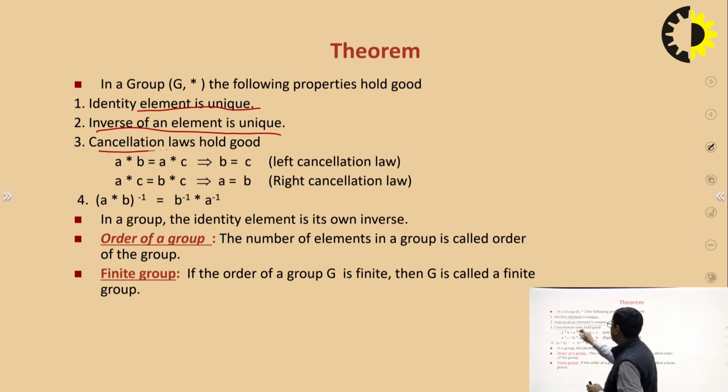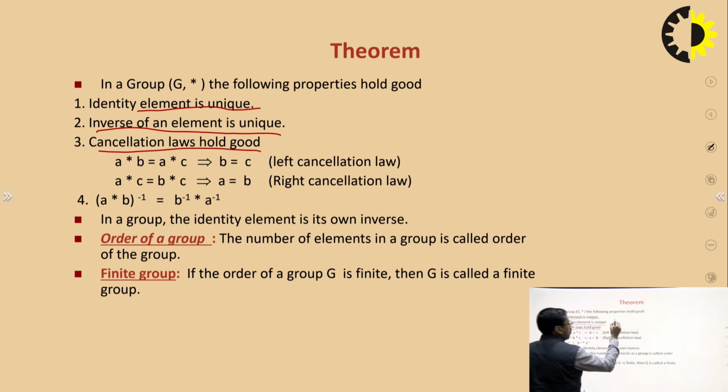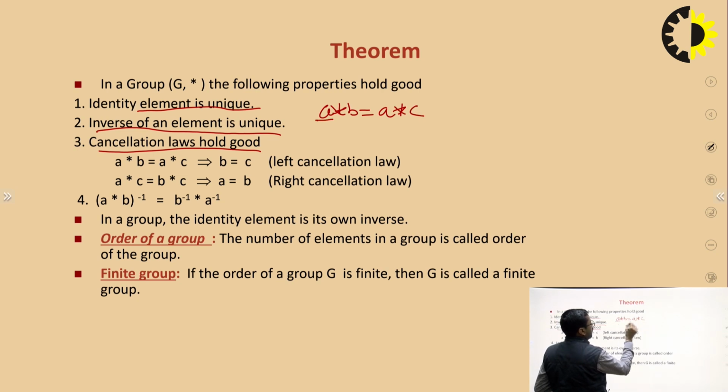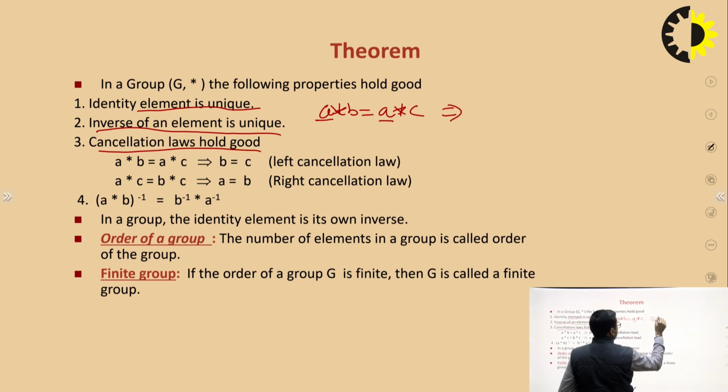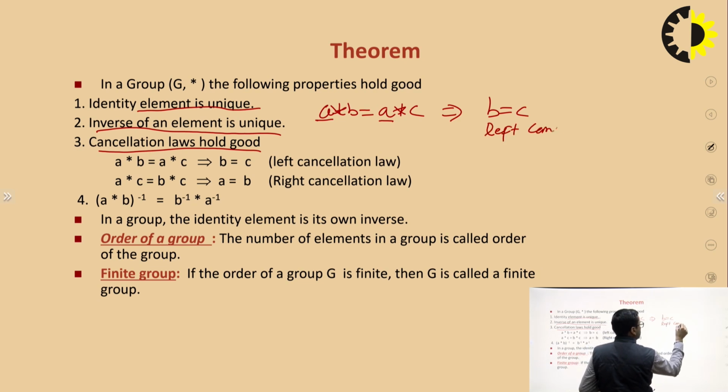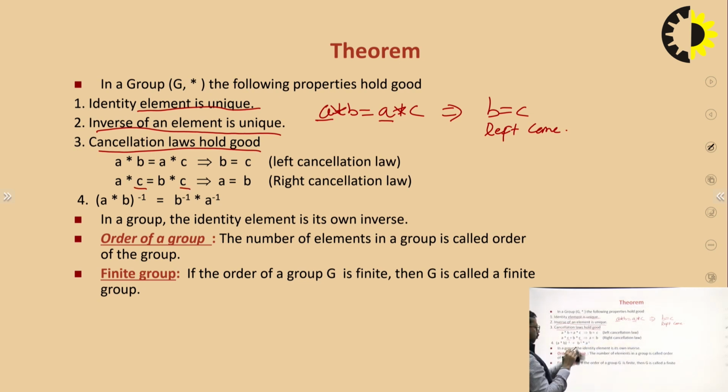The cancellation law holds good. What is the cancellation law? If A star B equals A star C, then A is common from the left side, so we can cancel out the A, and the resultant will be B equal to C. It is the left cancellation rule. But if C is common from the right side, then the resultant will be A equal to B, because C cancels out, so we say it is the right cancellation law.